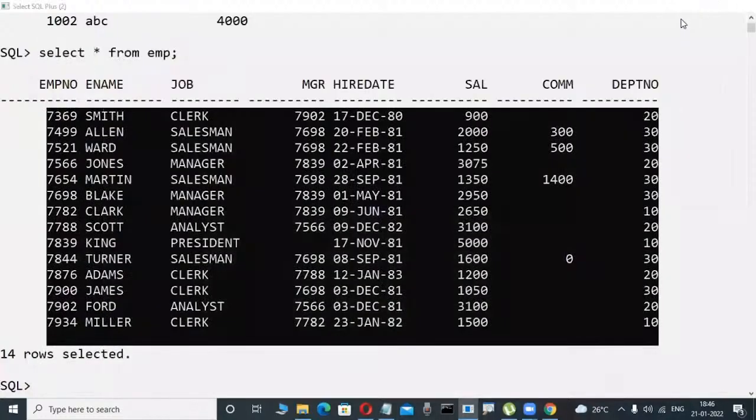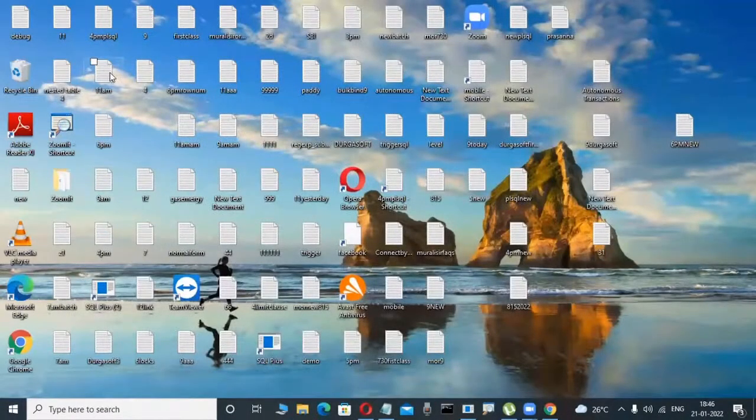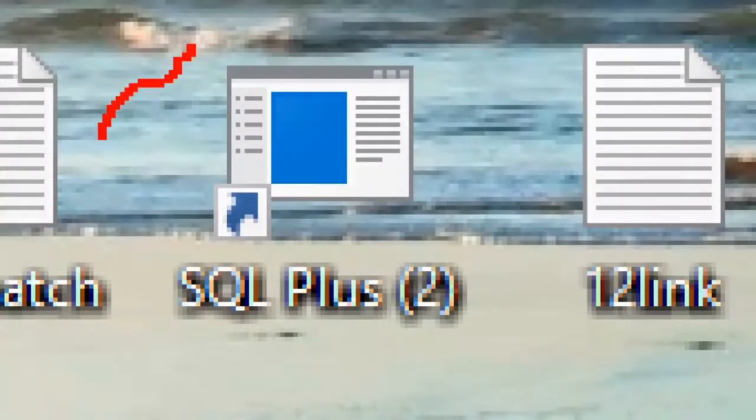Observe it here. Suppose on the screen, anybody observe it? What is this one? On my screen, something is there, maybe.